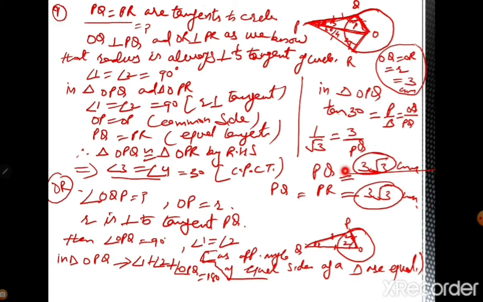We have less space, so that's why. So this is by angle sum property, you can say that. Angle 1 plus angle 2 plus angle OPQ is 180 degrees. We know angle 1 and angle 2 are equal. So 2 times angle 1 plus OPQ, which is 90 degrees, is equal to 180 degrees. So 2 times angle 1 is equal to 180 minus 90, that is 90 degrees.